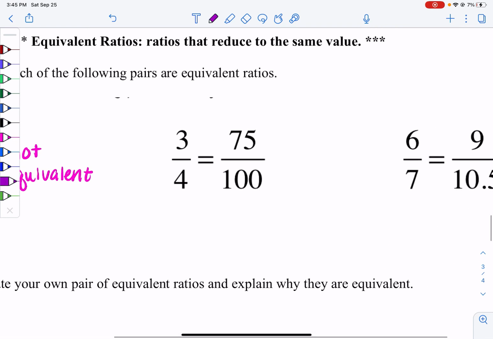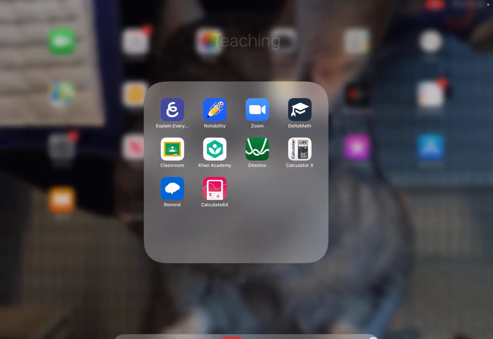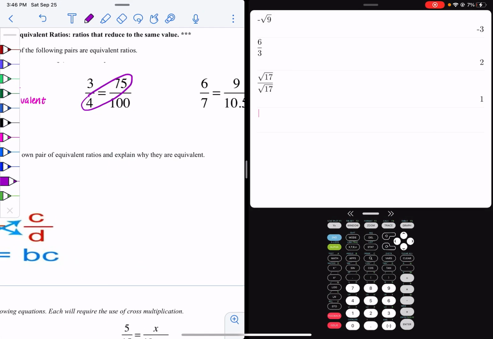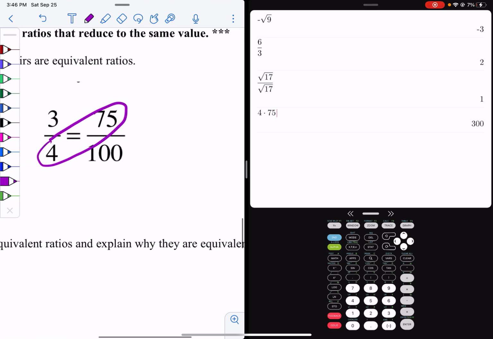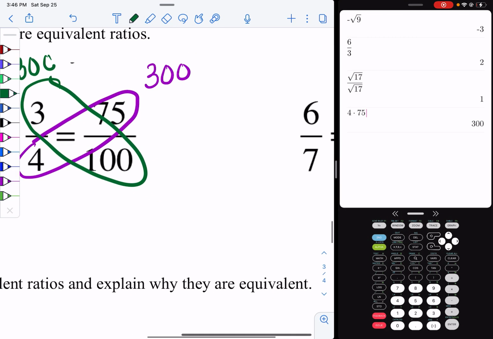In my next example, I have 3 over 4, and I'm saying it's equal to 75 over 100. I'm going to do 4 times 75, and I actually am not 100% sure what that's going to give me. I have an idea, but let's see. I'm going to do 4 times 75, and that's 300. Now I'm going to do 3 times 100, and that's also 300. So since I have the same number when I cross multiply, I can say I have equivalent ratios.